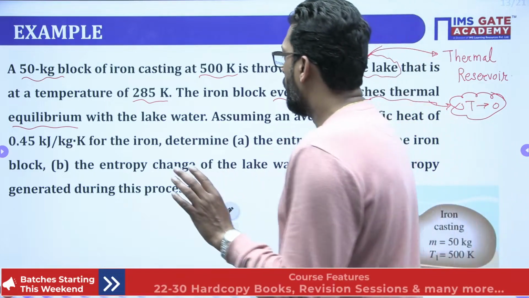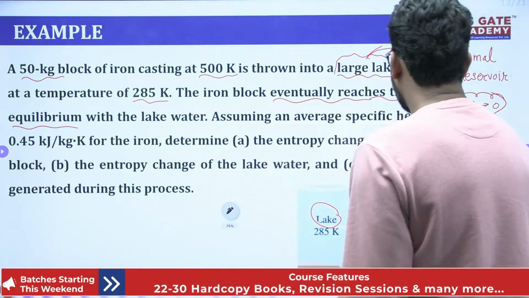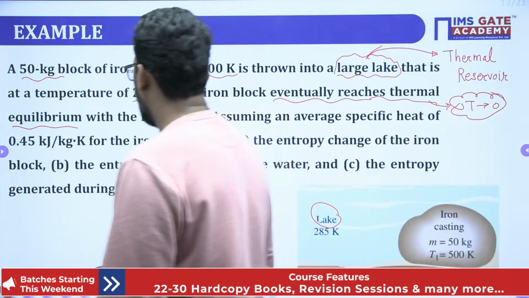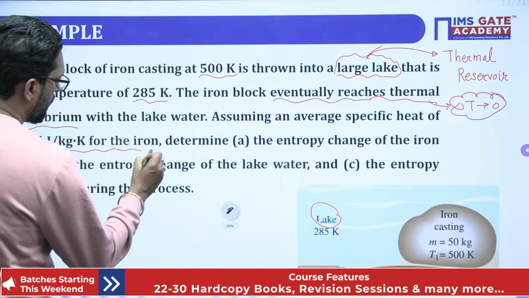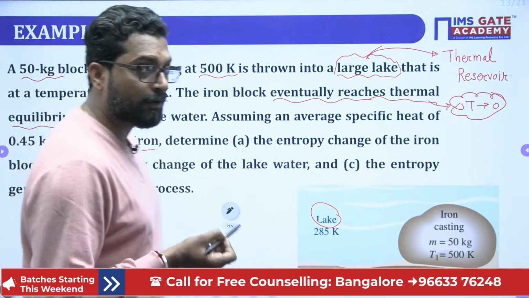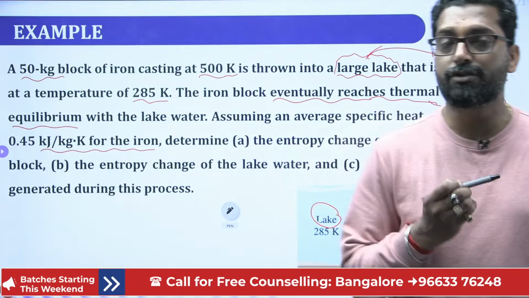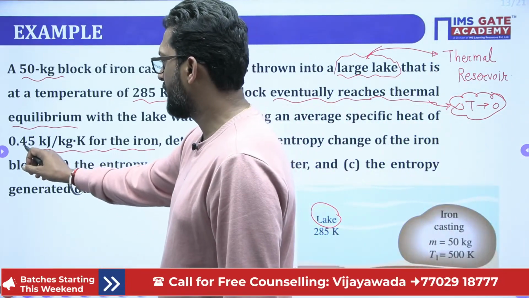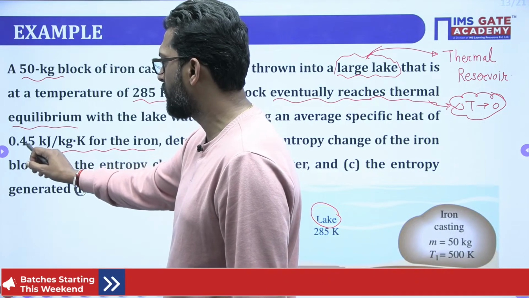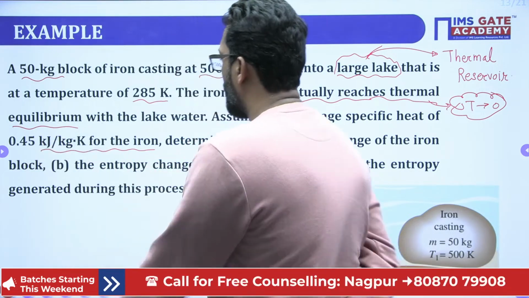Now, assume the specific heat of the iron is given. Why? Because the specific heat of a solid at constant pressure is equal to the specific heat at constant volume. So for this solid, the specific heat is given as 0.45 kilojoule per kg Kelvin.